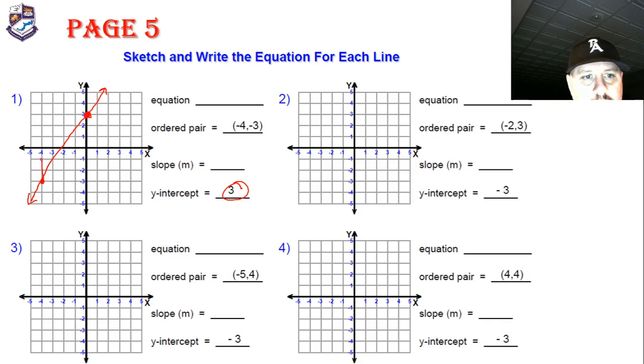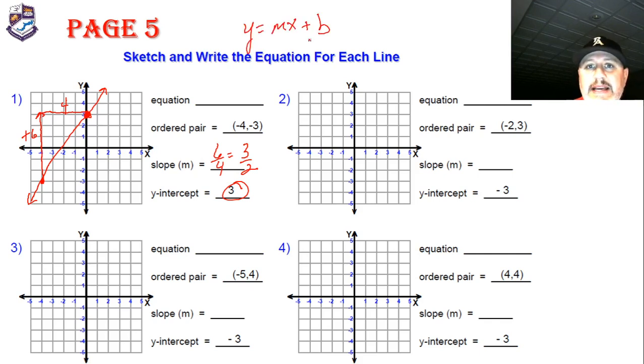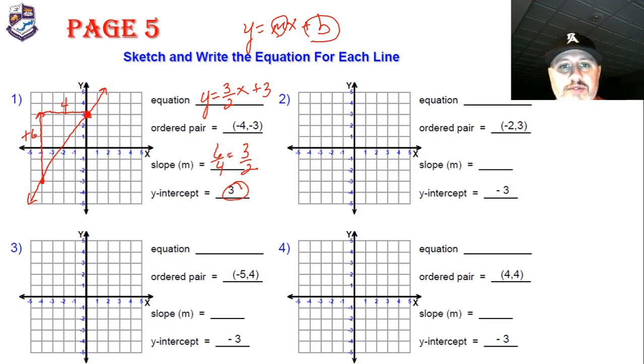But I'm going to rise 1, 2, 3, 4, 5, 6. I'm rising 6, and I'm running 1, 2, 3, 4. So rise over run, my slope is 6/4 or 3/2. So now that we remember y equals mx plus b, m, the slope goes here, and your y-intercept goes here. So y equals, what is my slope? 3/2 x. And what is my y-intercept? It's 3. So plus 3. There we go. And that is the equation for the line.